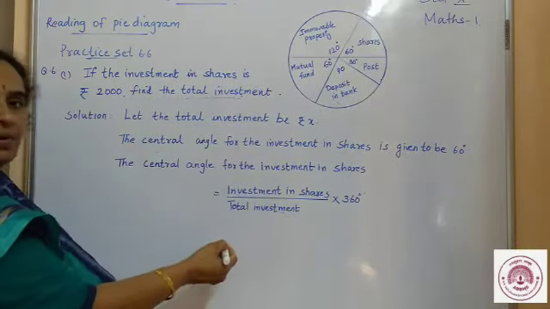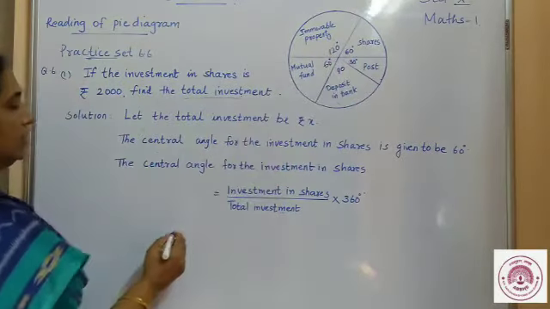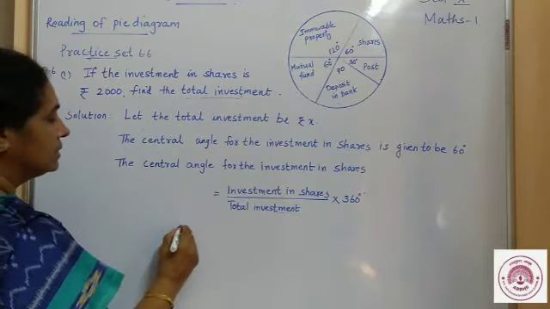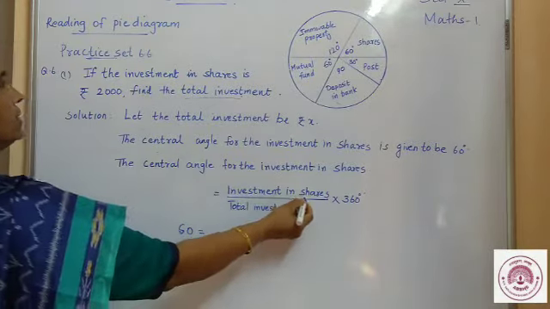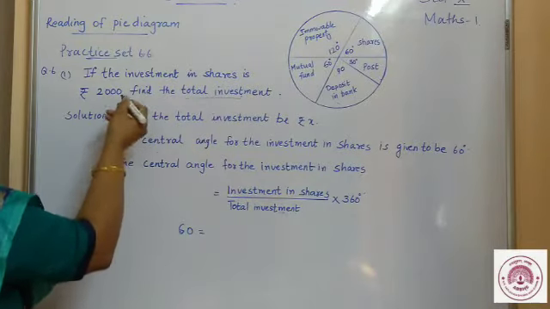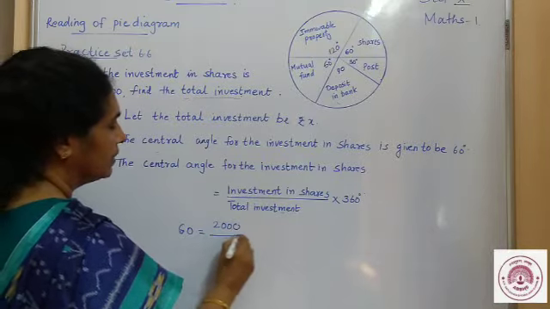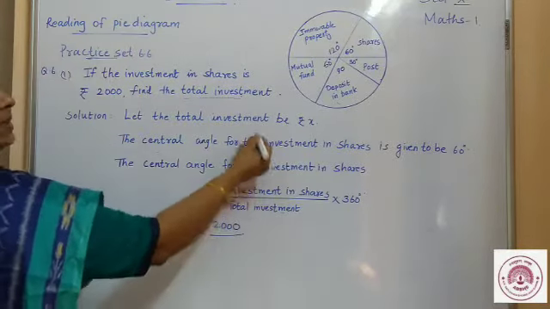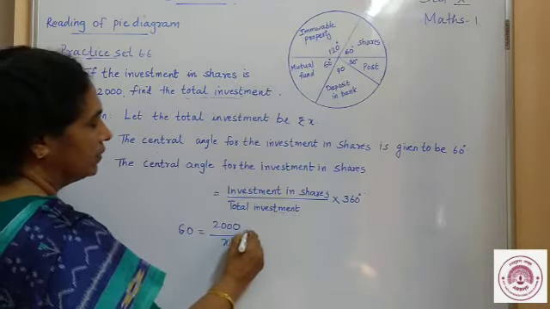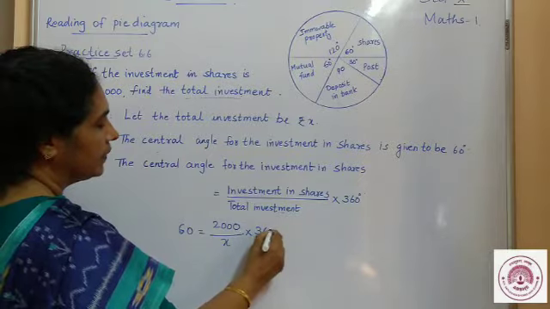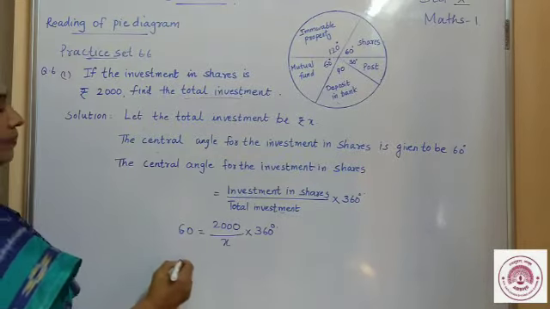Now substituting the given values in the formula, what is central angle for investment in shares? 60. So 60 degrees is equal to investment in shares, which is rupees 2000, upon the total investment. We have taken it as rupees X. So 2000 upon X into 360. Now we have to find the value of X.